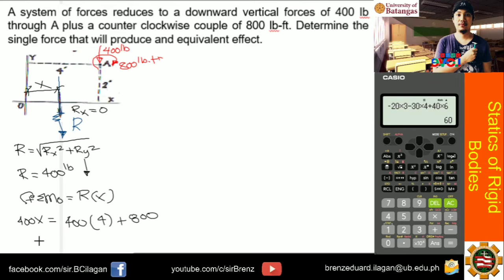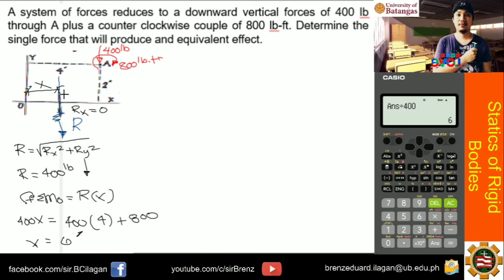Walang value si x. X na nga eh. Look, dito. So, 400 times 4, that is 1600. Plus 800, 2400 divided by 400. So, that will be equals to what? 6 feet away from point O.